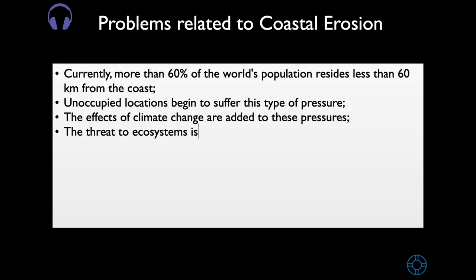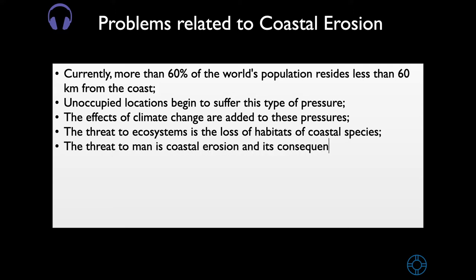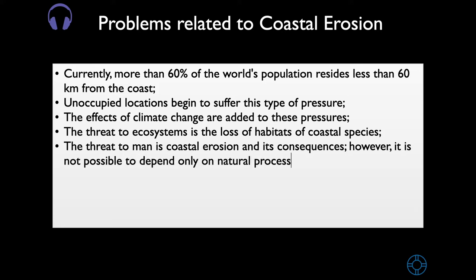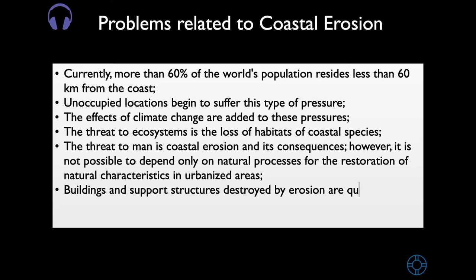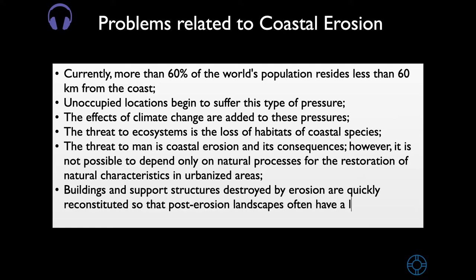The threat to ecosystems is the loss of habitats of coastal species. The threat to man is coastal erosion and its consequences. However, it is not possible to depend only on natural processes for the restoration of natural characteristics in urbanized areas. Buildings and support structures destroyed by erosion are quickly reconstituted, so that post-erosion landscapes often have a larger human mark than previous landscapes.